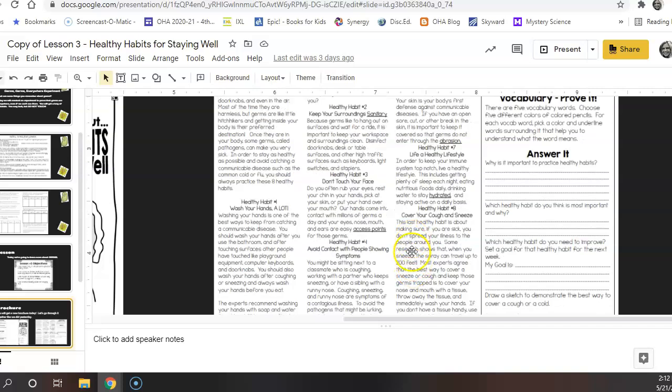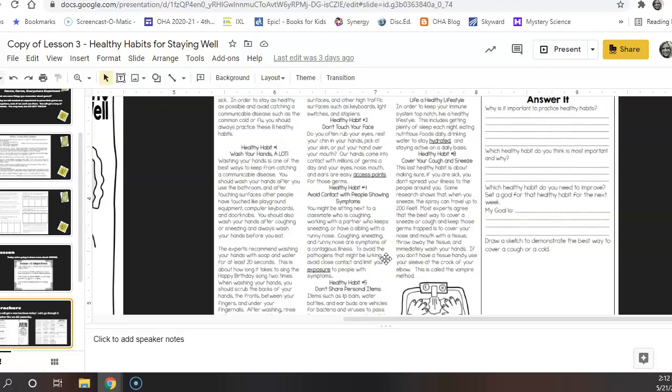Healthy habit number 3, don't touch your face. Do you often rub your eyes, rest your chin in your hands, pick at your skin, or put your hand over your mouth? I think we're all guilty of doing at least one of those. Our hands come into contact with millions of germs a day, and your eyes, nose, mouth, and ears are easy access points for those germs. That means they can easily get into our systems to make us sick.